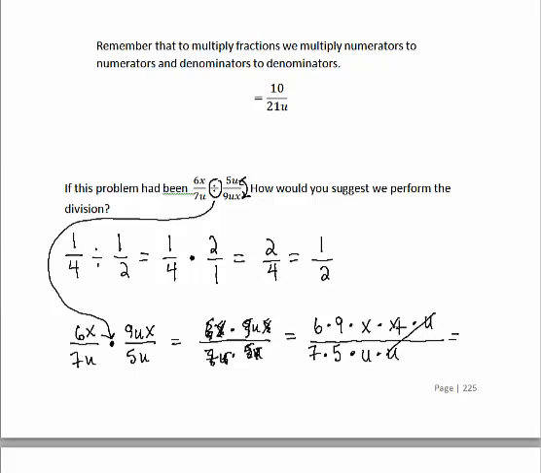There's no x on the bottom that'll cancel one of these x's on the top, and so we're left with an x times x. 1 plus 1 is 2. 6 times 9 is 54. 7 times 5 is 35. And then we have a single u on the bottom. So a different result than when we multiplied the two fractions.